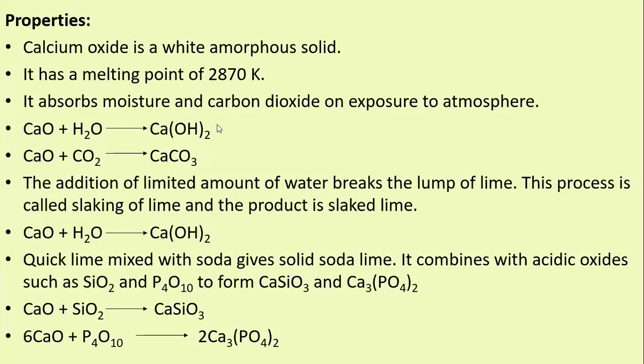So moisture and carbon dioxide are absorbed. For example, it will absorb moisture. When calcium oxide absorbs moisture, the resultant product obtained is calcium hydroxide. Again, calcium oxide absorbs carbon dioxide as well, which we are just adding to it.